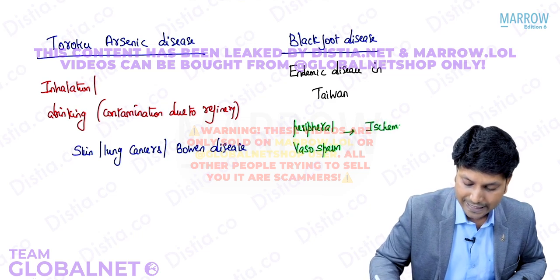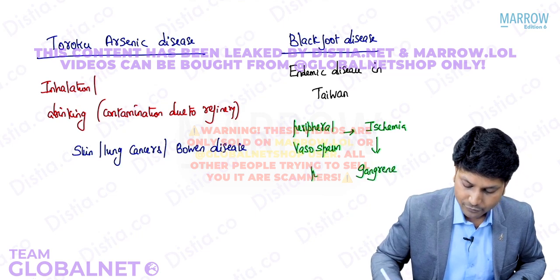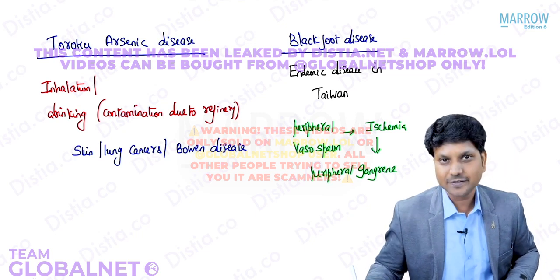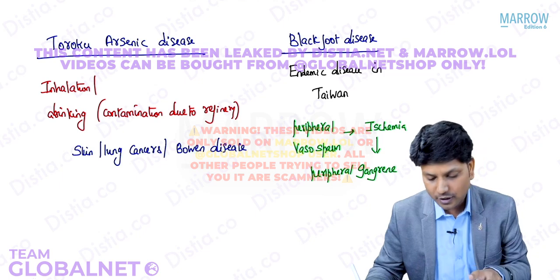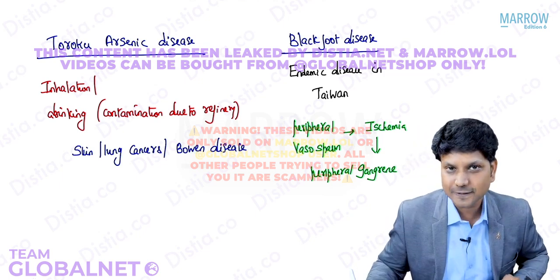When there is peripheral ischemia, the patient will develop gangrene, peripheral gangrene. That's why we call this black foot disease. So two important conditions. Do remember, Toroku arsenic disease. Second one is black foot disease.